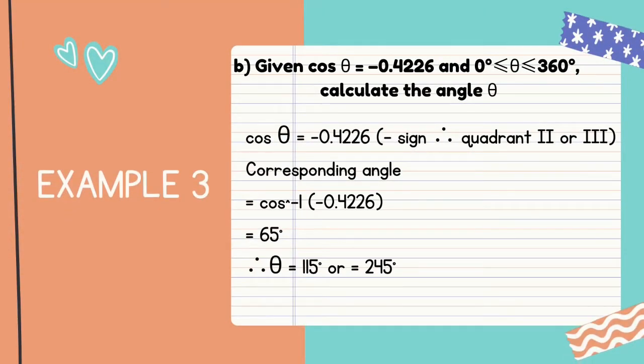Example 3b. Given that cos theta is equal to minus 0.4226 and theta is more than or equal to 0 degrees and less than or equal to 360 degrees. Calculate the angle theta. Firstly, minus 0.4226 is a negative value, therefore it is located at quadrants 2 or 3 for the cos function. In order to find the corresponding angle theta, we inverse the cos function. Then we will get inverse cos minus 0.4226 is equal to 65 degrees, by using the scientific calculator. The final answer for theta is either 115 degrees or 245 degrees.